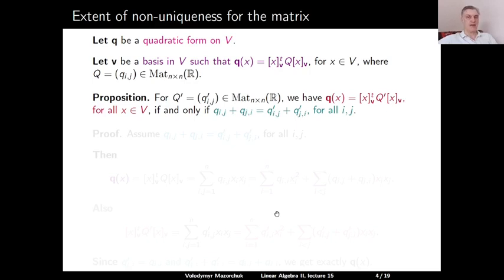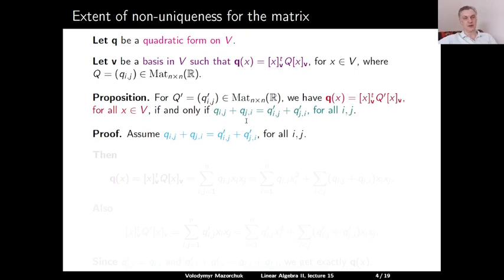The claim: this is possible if and only if, for all i and j, the following equality holds. If we take the ij element in the matrix Q and add the ji element in the matrix Q, the sum is equal to the sum of the ij element in the matrix Q prime plus the ji element in the matrix Q prime. So the matrices Q and Q prime define the same quadratic form if and only if this equality holds for any i and j. Proof.